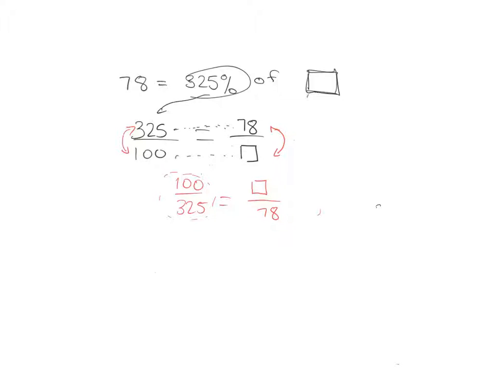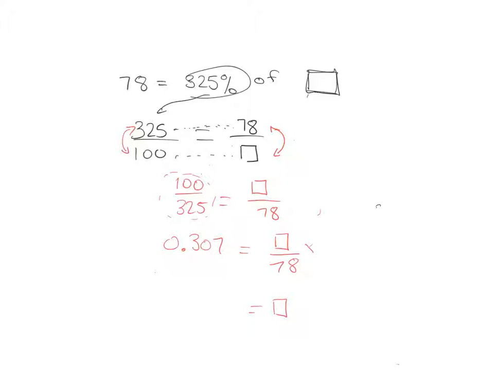We're going to do 100 divided by 325. And when I do that, I get a decimal, and it's 0.307. And this equals some number divided by 78. Now our goal, just a reminder, when we do algebra, is to get that box by itself. So how do we get the box by itself? Well, it's being divided by 78.